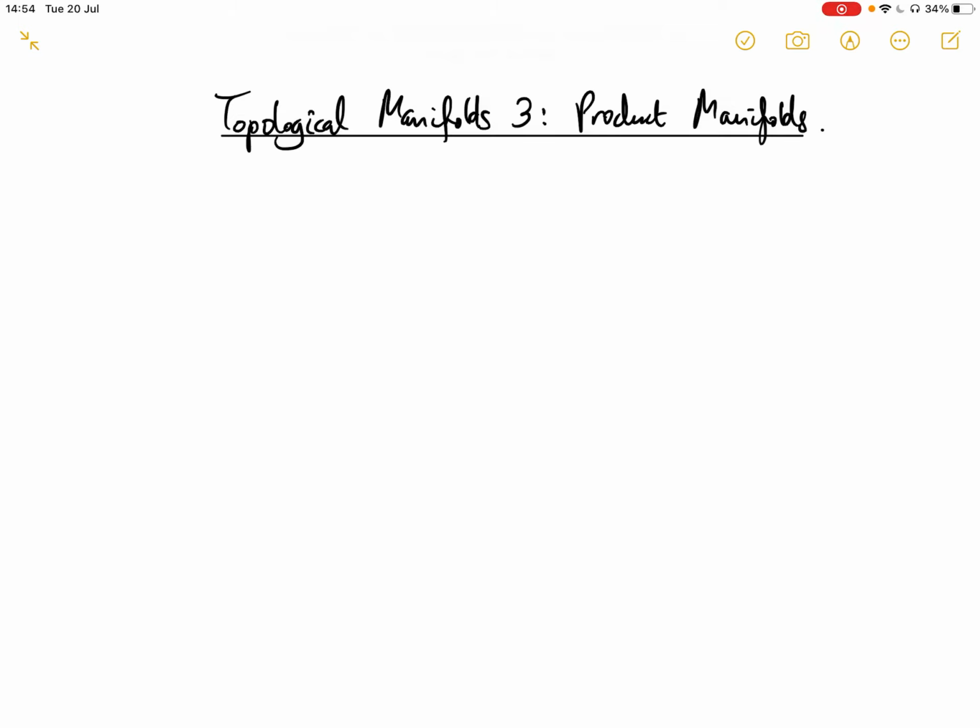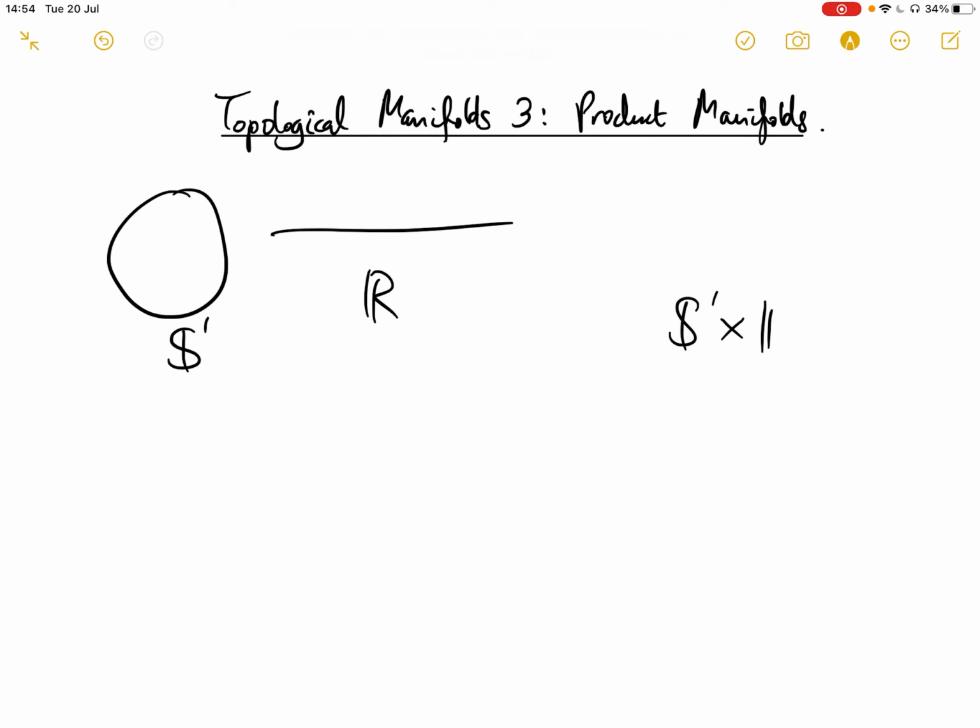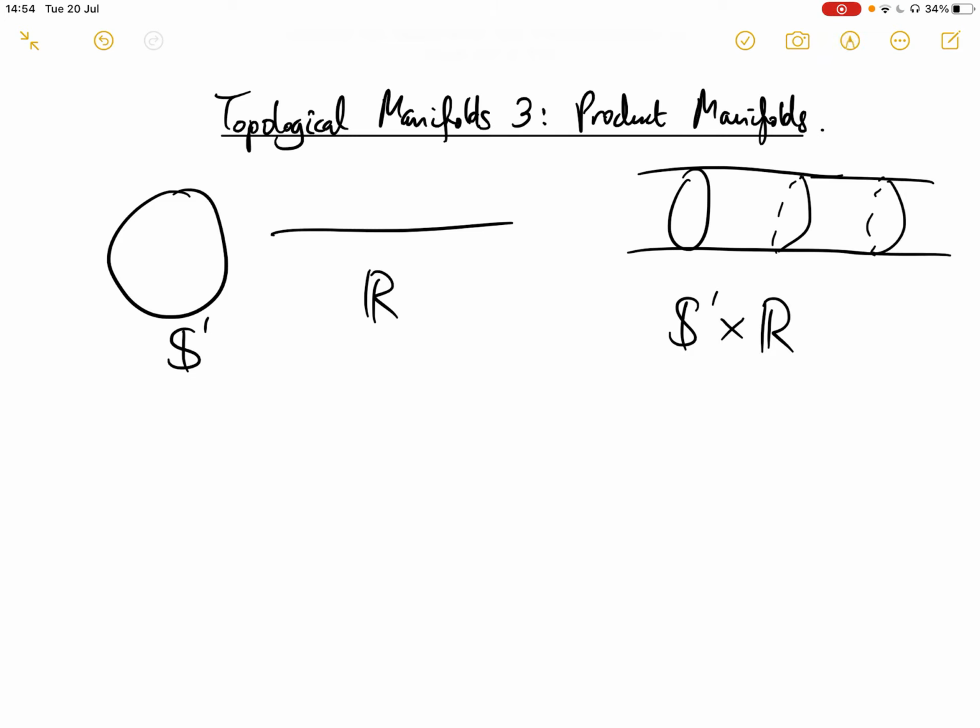In this video, I'm going to talk about product manifolds. So if we first consider a few simple examples, let's take the product of the circle S1 with the real line R. So the product S1 cross R is a sort of infinite cylinder. If you imagine a cylinder that extends forever in both directions, then this is the product of S1 and R.